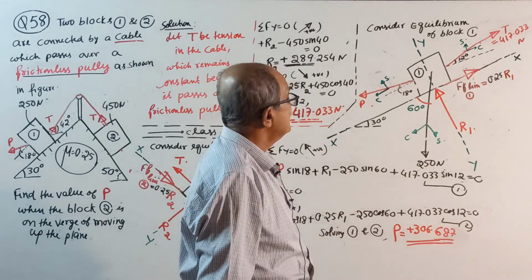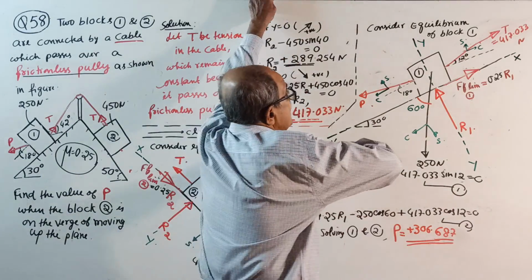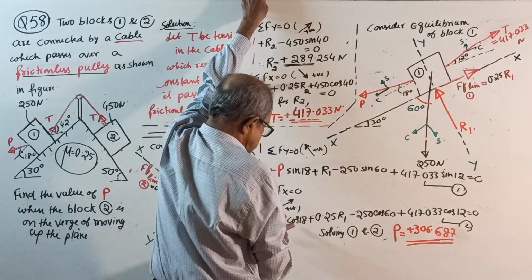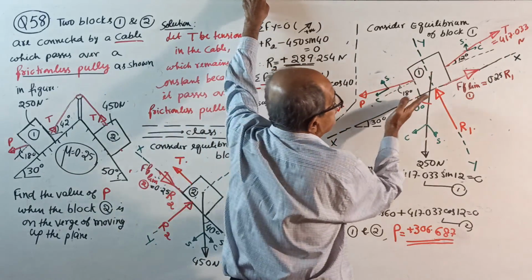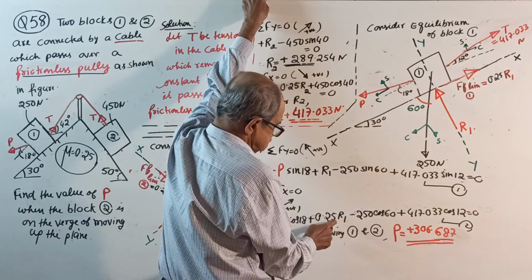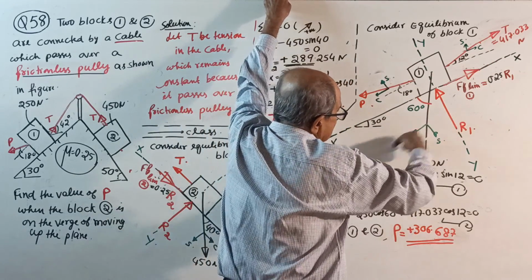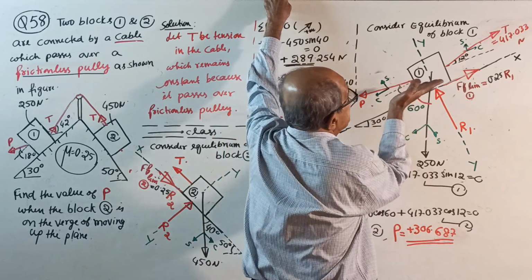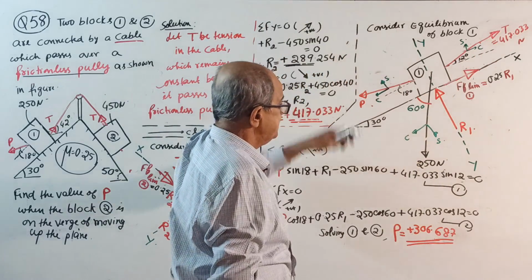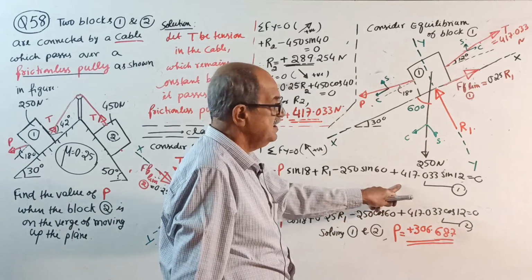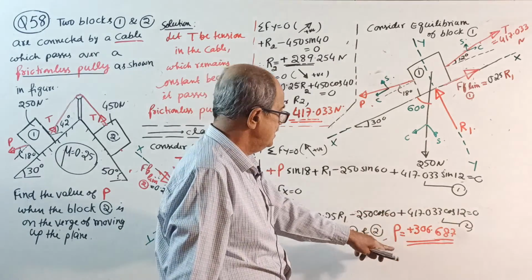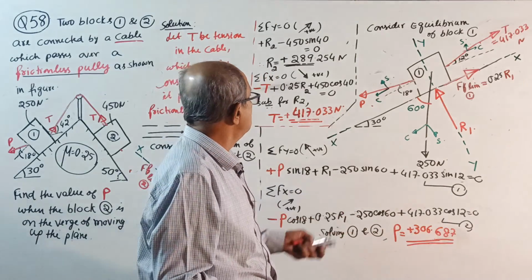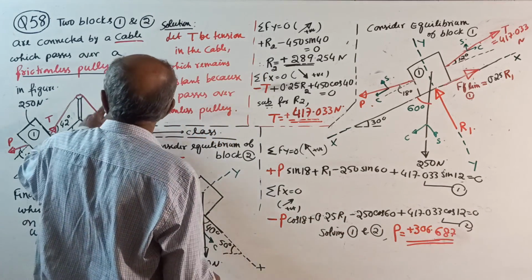Sigma Fx = 0, take right side positive: minus P cos 18 plus 0.25 R1 minus 250 cos 60 plus 417.033 cos 12 equal to 0. You get equations 1 and 2. Solve it, you get P. R2 is not required. Okay, now this will complete today's 2 classes.